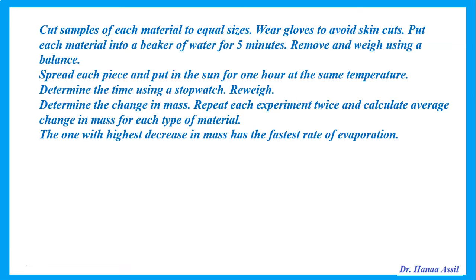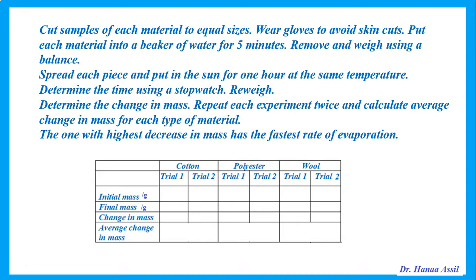The one with the highest decrease in mass has the fastest rate of evaporation. And then you could draw a table that looks like this, in which we have for each material, trial 1 and trial 2, and then what are we measuring? The initial mass, the final mass, the change in mass, and the average. And of course, you don't put any numbers into the table, you just show what the headings and the units actually should be.